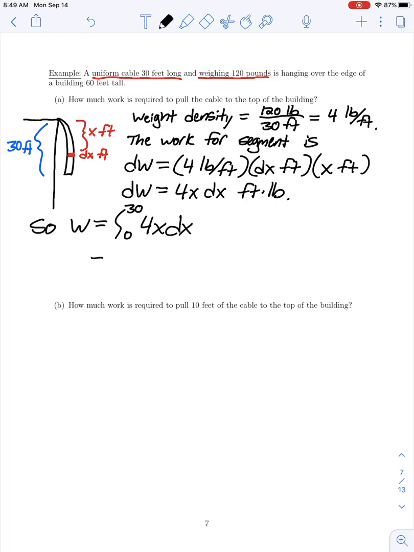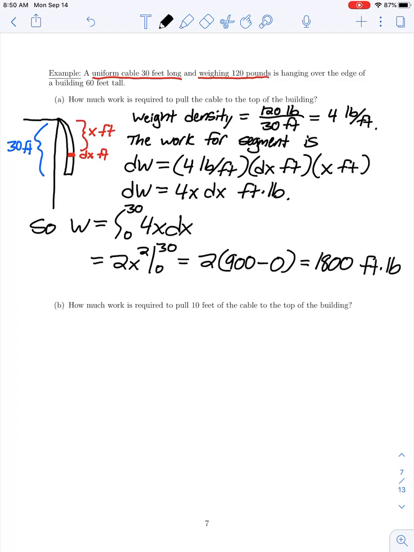So here we would have an antiderivative of 2x squared. We're then evaluating from 0 to 30. So we would have 2 times 30 squared, which would be 900, minus 0 squared is 0, which gives us 1800. And since force was being measured in pounds and distance in feet, our unit for work here would be foot-pounds. So 1,800 foot-pounds to lift all 30 feet of this cable to the top of the building.